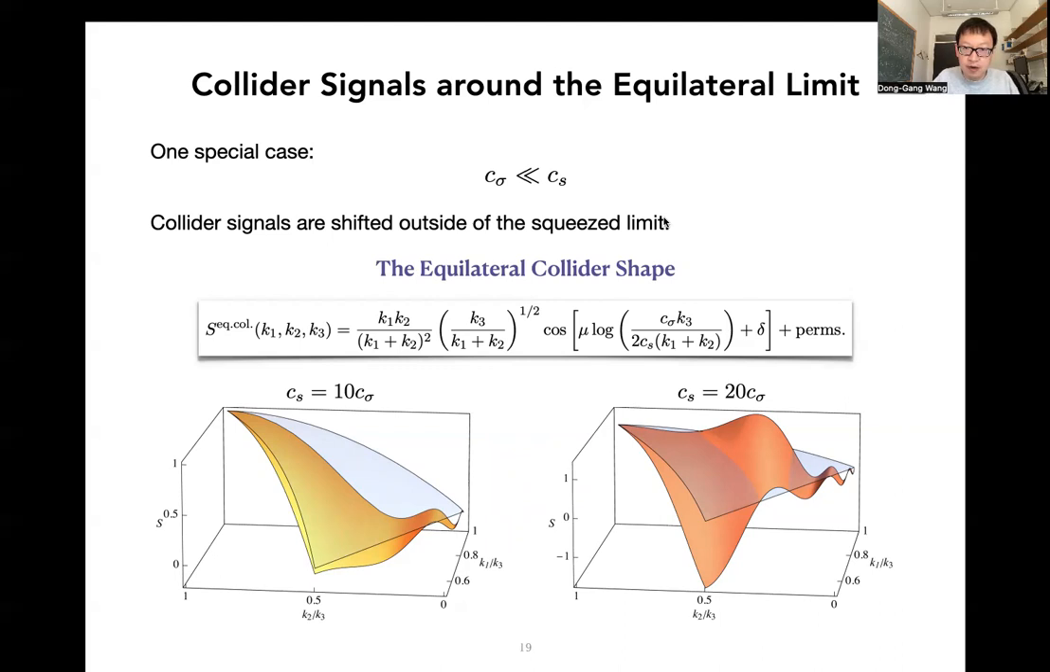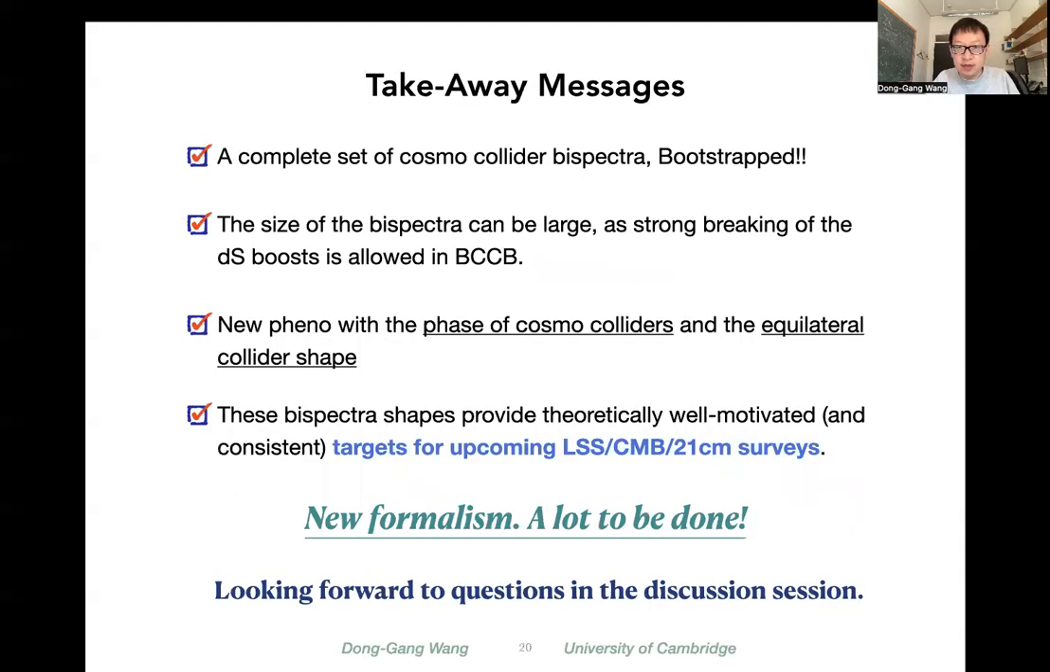So here, in these two plots, I showed the standard equilateral shape, these blue shapes, and then we propose this new shape called equilateral collider shapes, this orange and also this red curves. And here we can see this oscillatory signal could provide some large deviation from the standard equilateral shapes. And I will stop here, and here is a brief summary of my talk. I will just look forward to more questions in the discussion session. Thanks for watching.